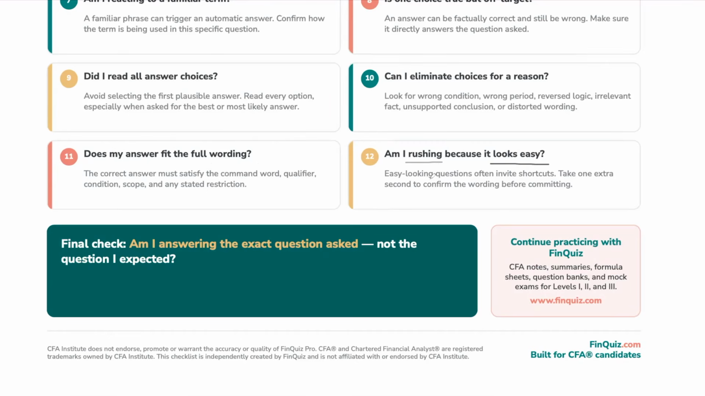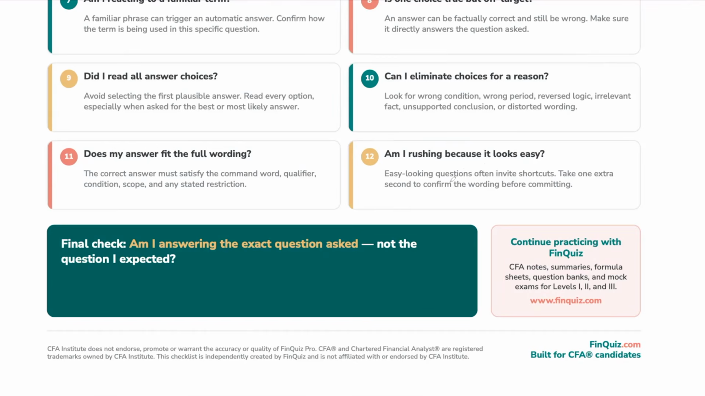Am I rushing because it looks easy? This one is painfully real. Folks, easy-looking questions often invite shortcuts. Take 1 extra second to confirm the wording before committing. And yes, this happens. The question looks easy, and that is exactly why you make the mistake. Because your guard drops. You think, oh, I know this. Click next. Then later, when reviewing, you say, wait, it said least likely? Yes, it did. The question did not trick you with advanced math. It tricked you with confidence.